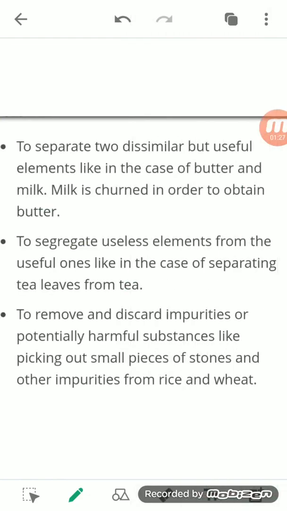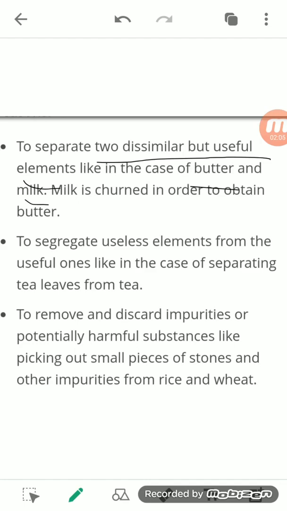So if we talk about the need of the separation, the first need is to separate two dissimilar but useful substances. Okay? Like in the case of butter and milk. Milk is churned in order to obtain butter. So see here, the milk is having the butter in it. So if we churn the milk, then we obtain the butter.